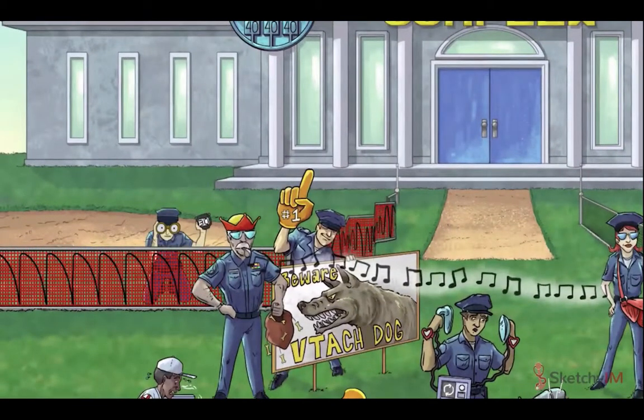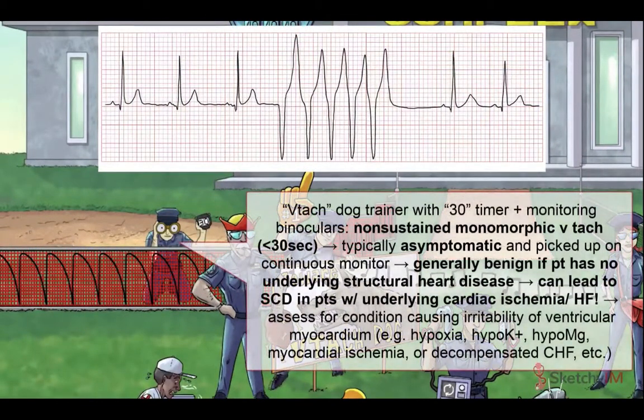As a side note, non sustained VTAC, on the other hand, isn't quite as scary. Non sustained ventricular tachycardia lasts less than 30 seconds and is usually asymptomatic and only seen if a patient is on continuous monitoring. Which is why this guy monitoring with the binoculars is holding a 30-second timer.